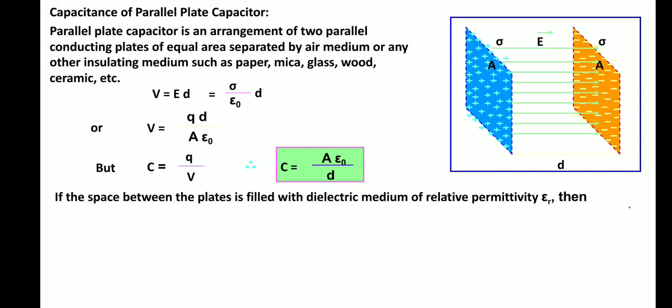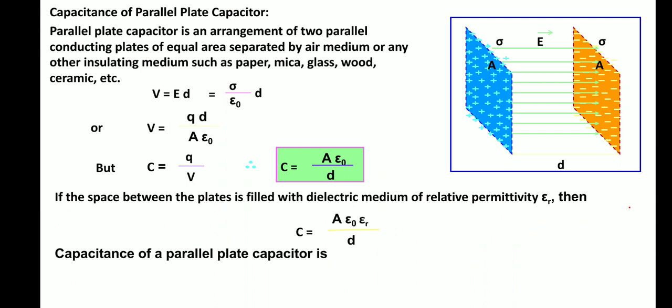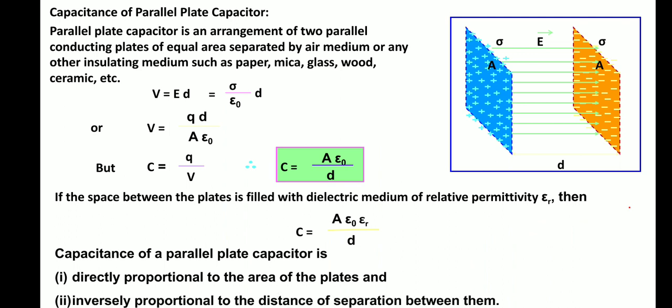If the space between the plates is filled with a dielectric medium with relative permittivity epsilon r, then this epsilon naught will be changed into epsilon naught into epsilon r. Then the capacitance of the parallel plate capacitor is directly proportional to the area of the plate and inversely proportional to the distance of separation between them. It's a 3-mark question. Okay.